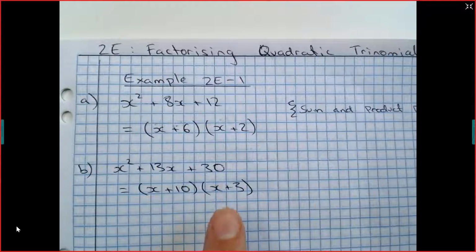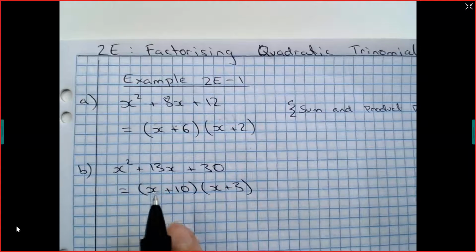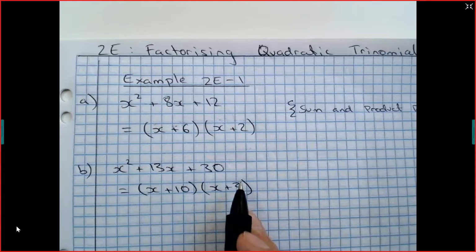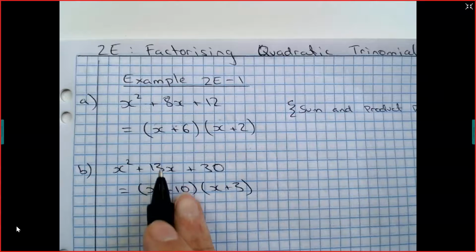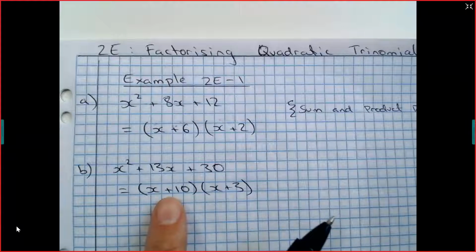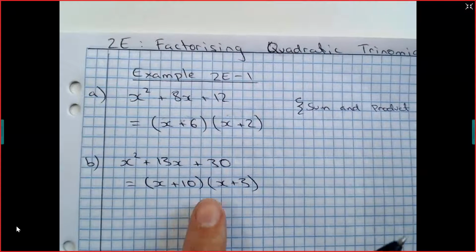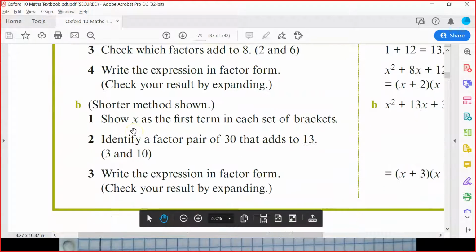And if I was to do the opposite, remember FOIL, when we want to expand the brackets? So if I go this term times this term, I get x squared. Then I go this times this, I get 3x. 10 times x is 10x. 10x plus 3x is 13x. And then 10 times 3 is 30. So now we're doing the opposite process of what we did with expansion. When we were doing expansion, we expanded so that it looked like this. Now, if it's in this form, we're learning how we can write it back in this factorised form with brackets. Okay, let's have a look at example 2e2.